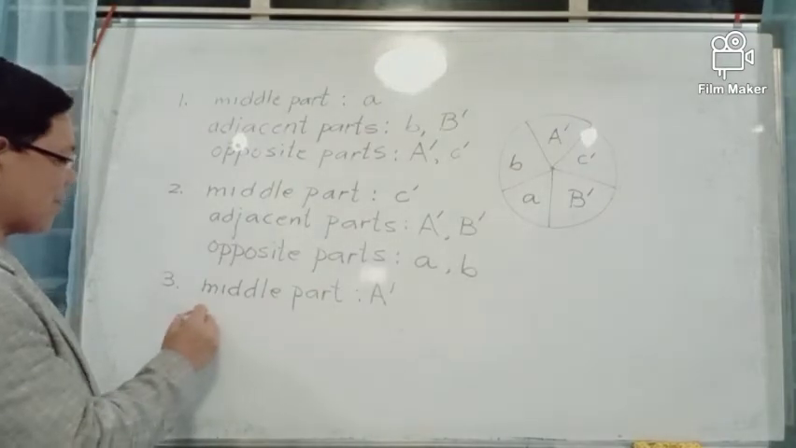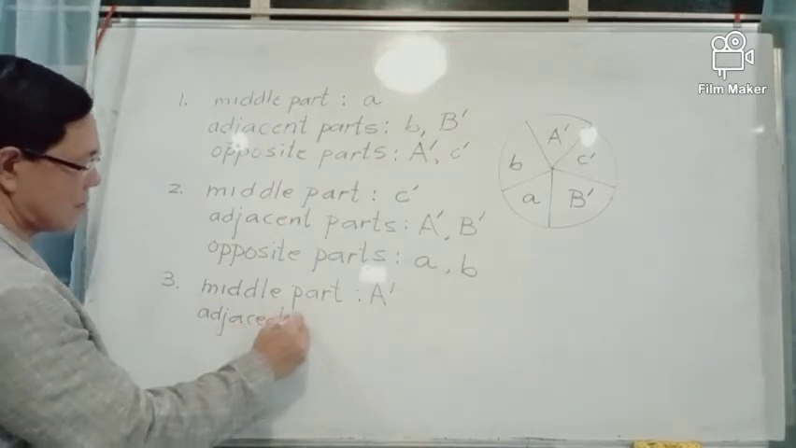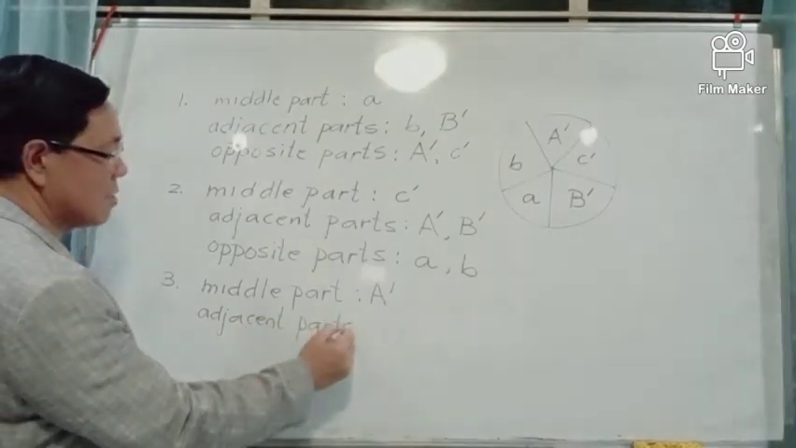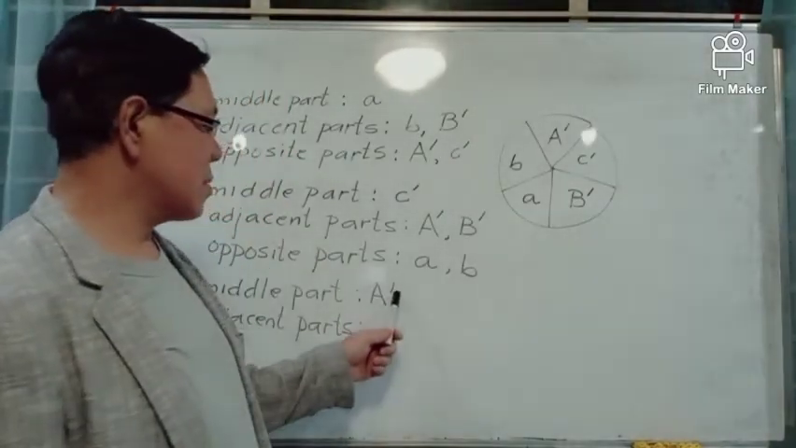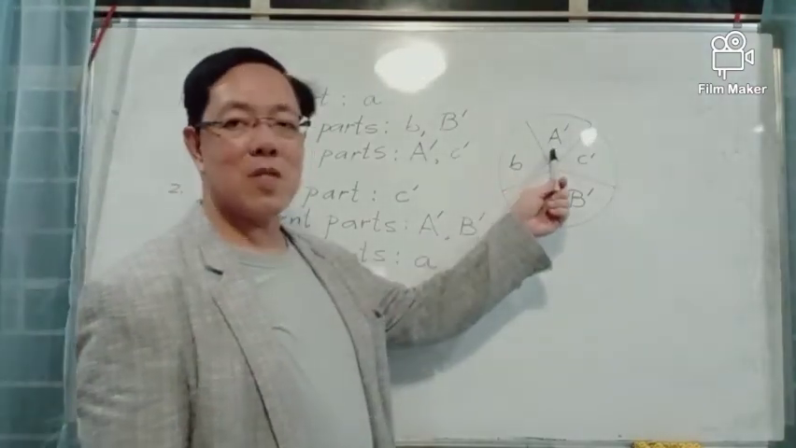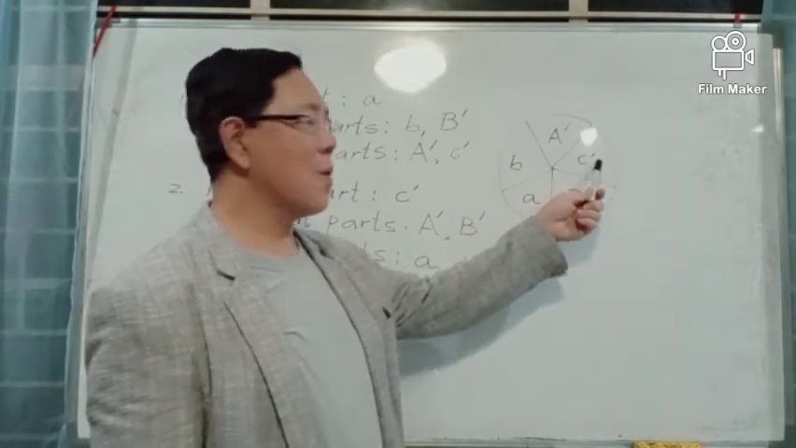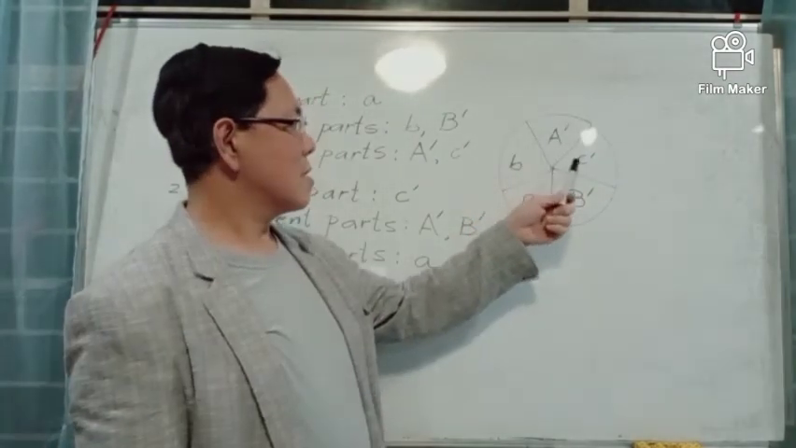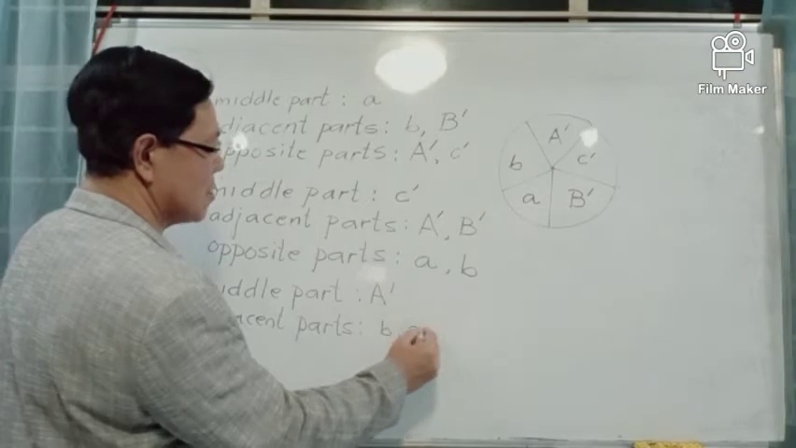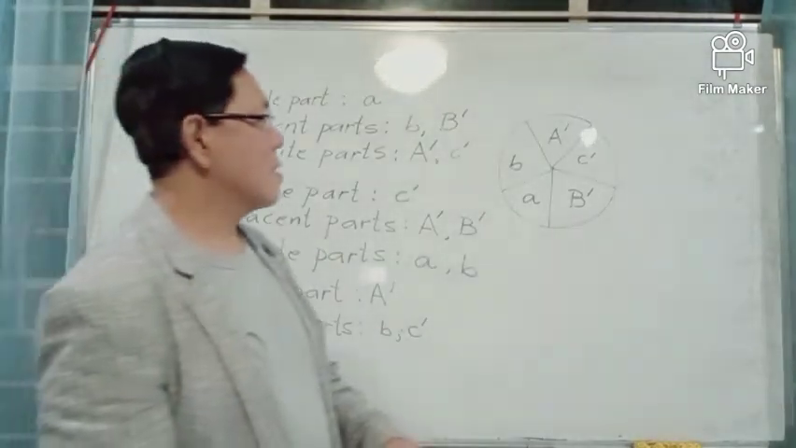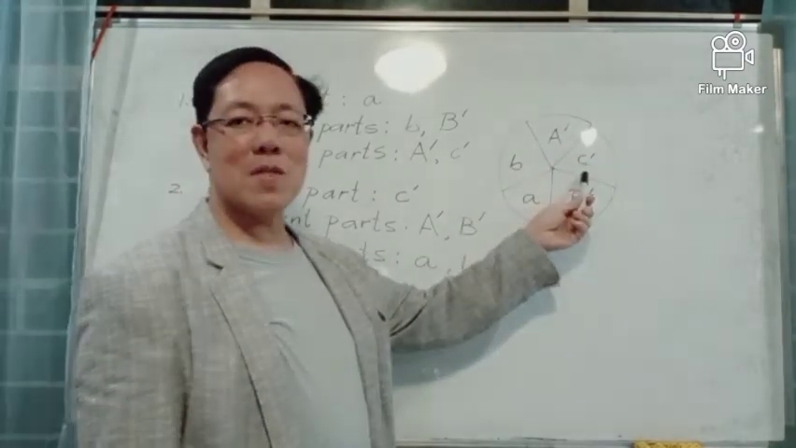If A prime is the middle part, the adjacent parts are the parts that are immediately next to complement of A. Next to complement of A are side B and complement of small c. These are the adjacent parts: B and small c prime. If A prime is the middle part, the adjacent parts are B and small c prime.